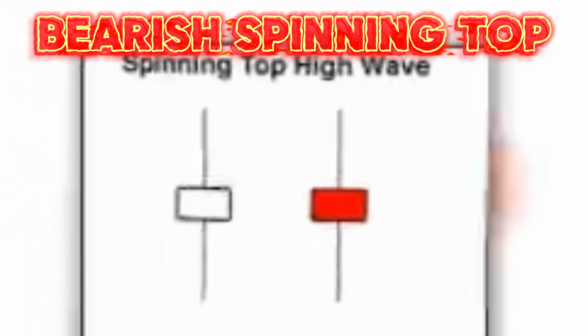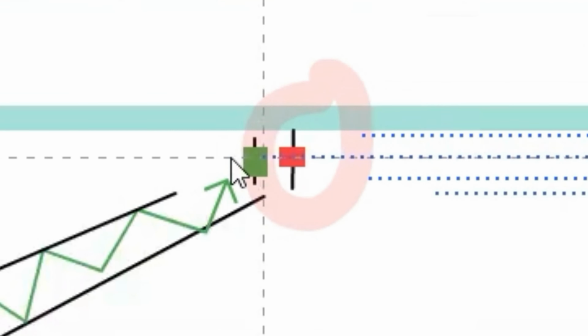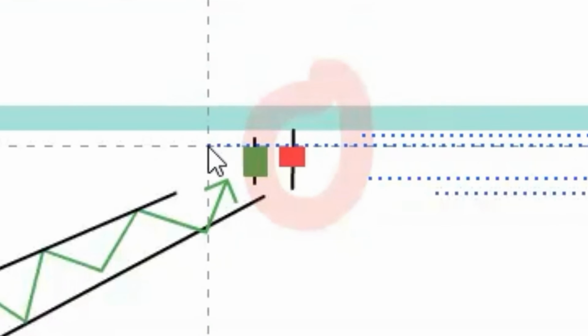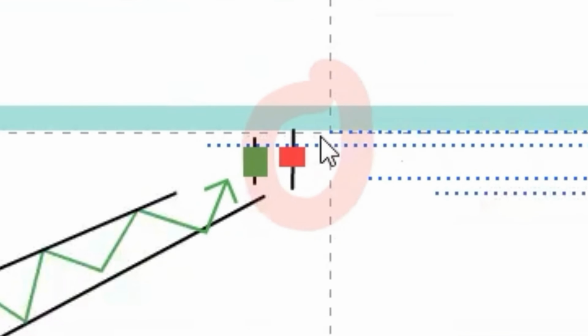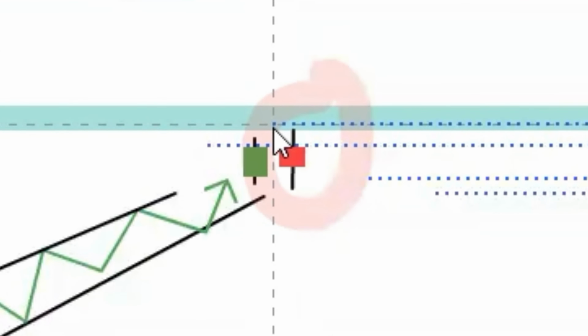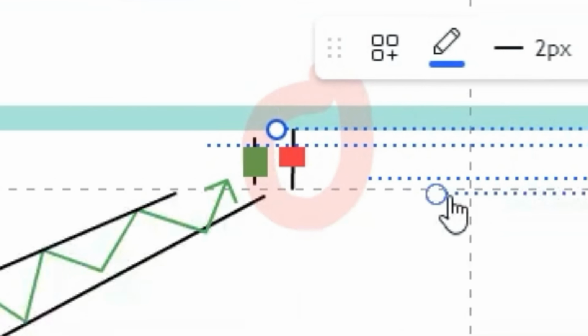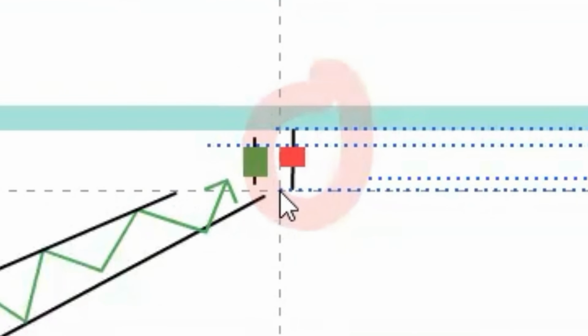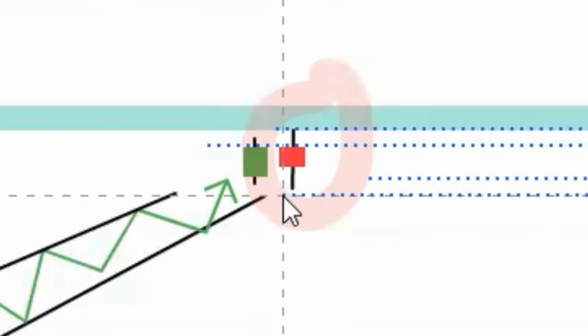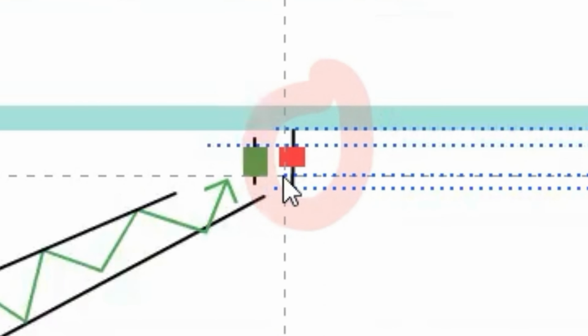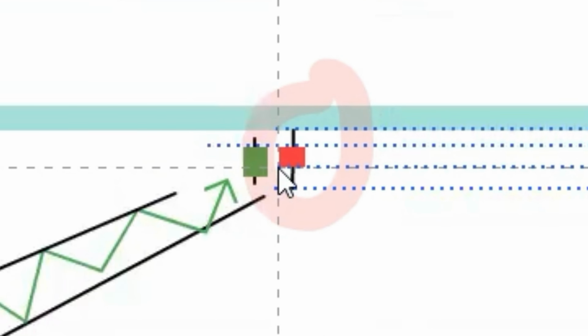The candlestick over here is called a bearish spinning top. Price initially opened on this particular zone here, and we had the buyers taking the market to this particular resistance. Immediately price tapped into the resistance, sellers pushed price down to this particular low over here, and buyers were still present, and price finally closed on this particular zone.